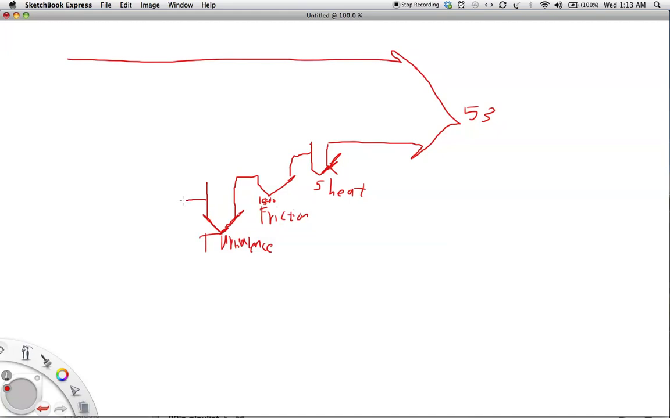Here, I'm going to fix these. There we go. 27. This was 15. Okay, 53, and that is it. Even though it looks kind of sloppy, it's fine.